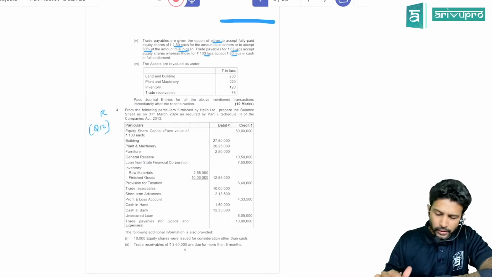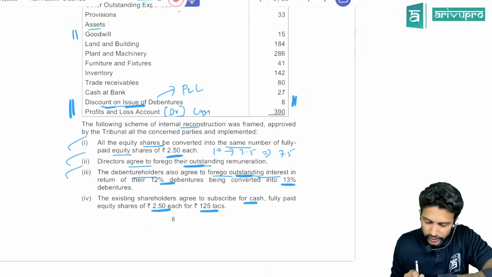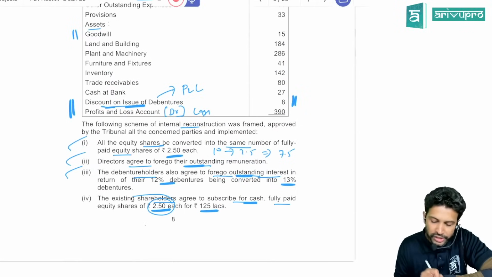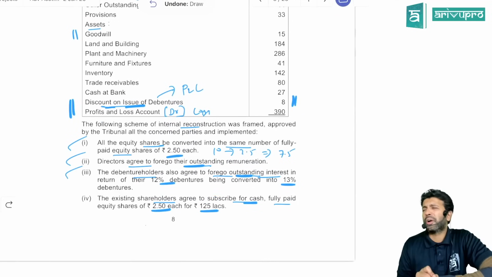Easy so far? Yes, sir. Okay, this is done. Next, existing shareholders agreed to subscribe for cash, fully paid up equity shares of rupees 2.5 each for 125 lakhs.